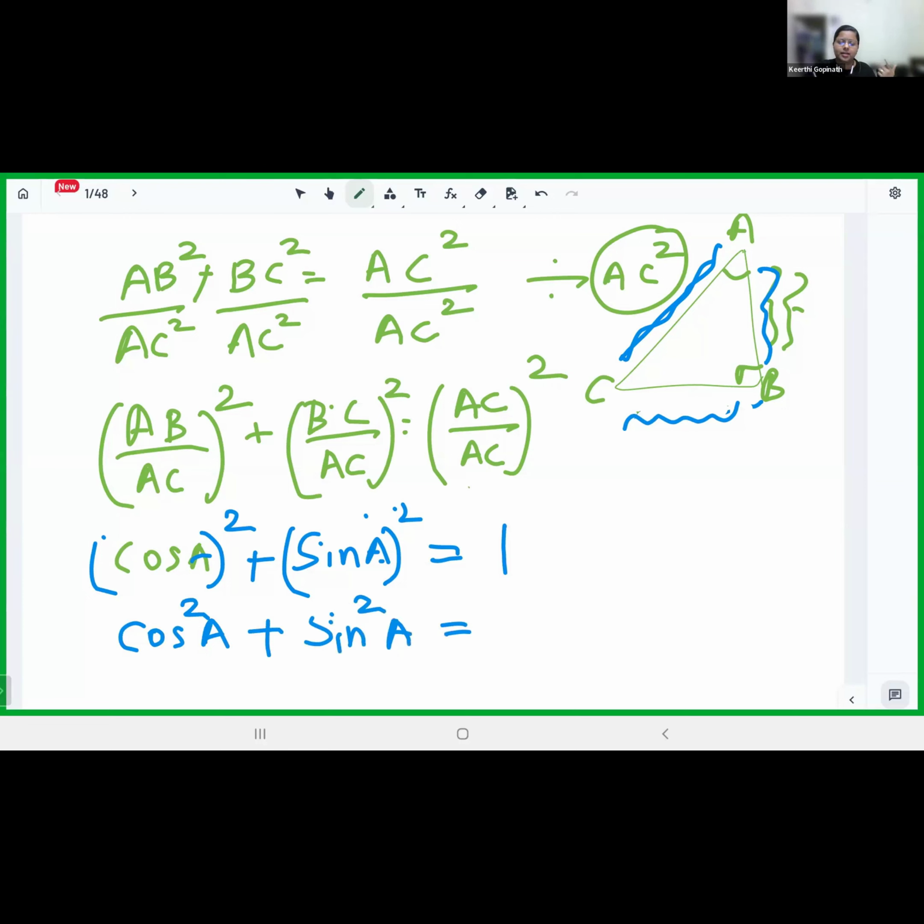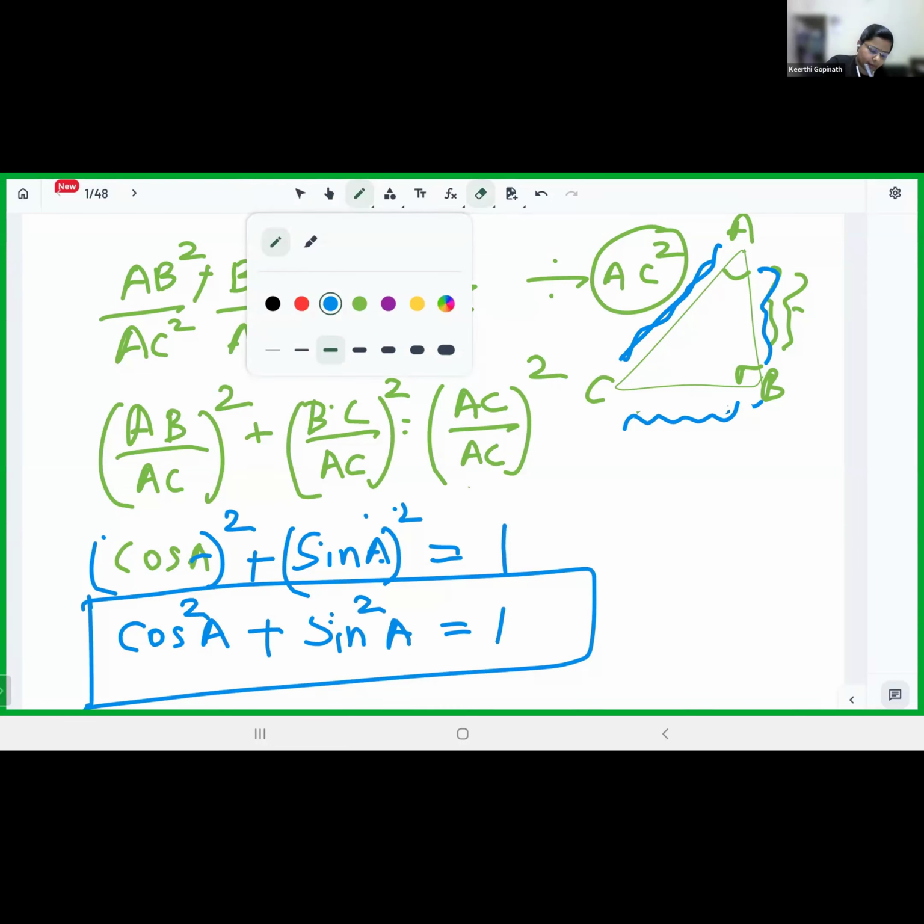You don't need to study the derivation of these formulas. You just need to study the identity. What is the identity? Cos square A plus sin square A is equal to 1. Very important. You have to study this. This is our first identity, and from this identity, we can form two other identities also.